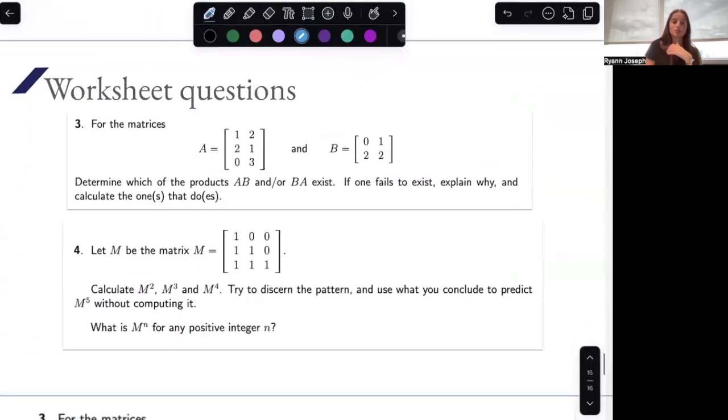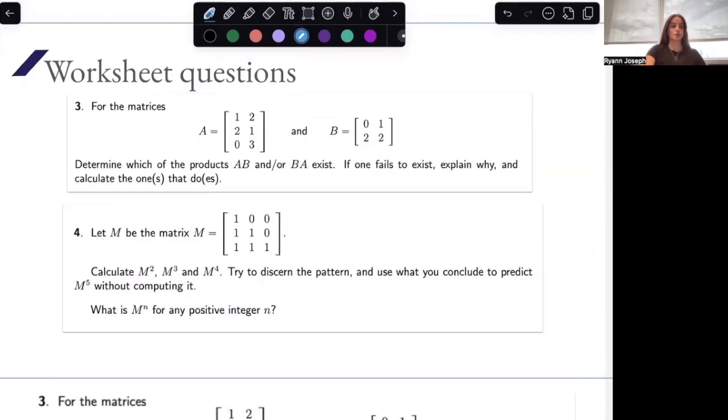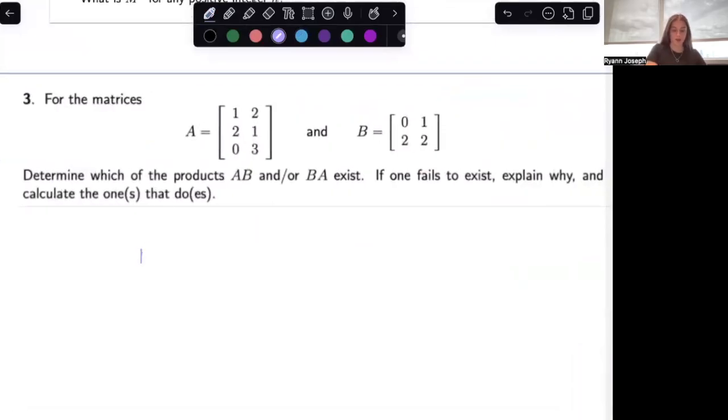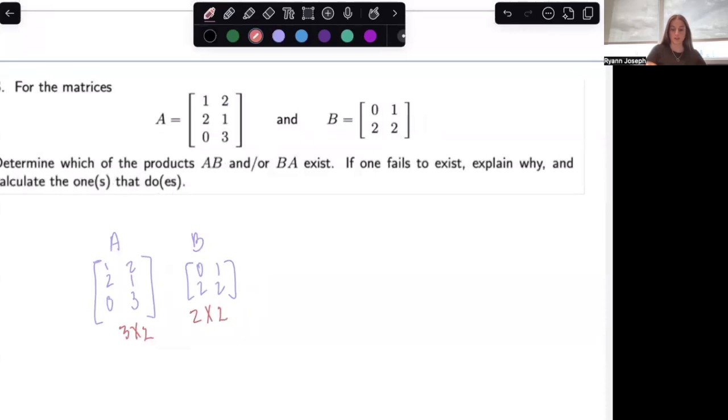Let's discuss the worksheet questions for 1.2 real quick. It's a very similar question to question 3 of what we did, but with fewer matrices. For this one, determine whether AB or BA exists. A is a 3 by 2 and B is a 2 by 2. AB exists because these two numbers match, and AB is a 3 by 2.